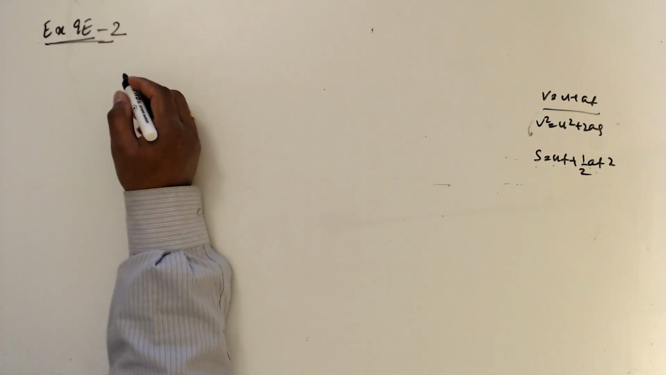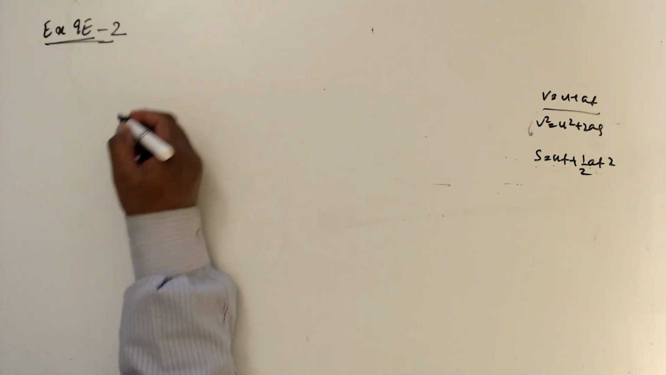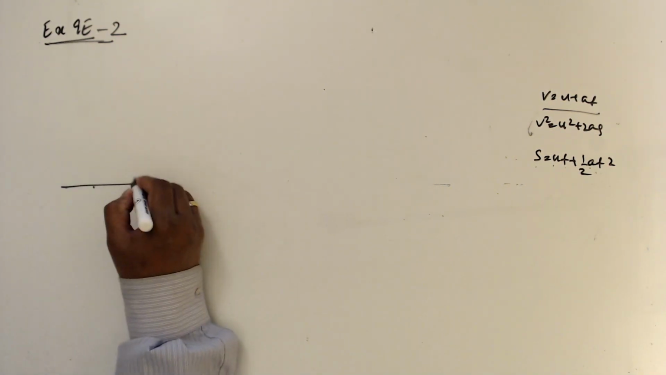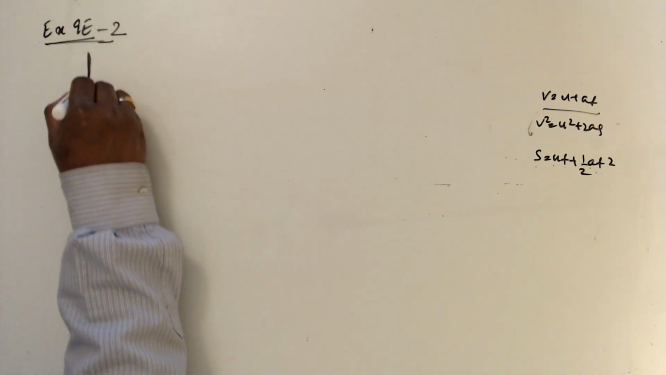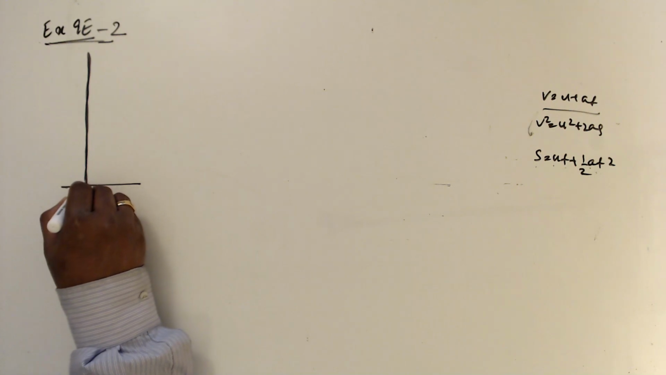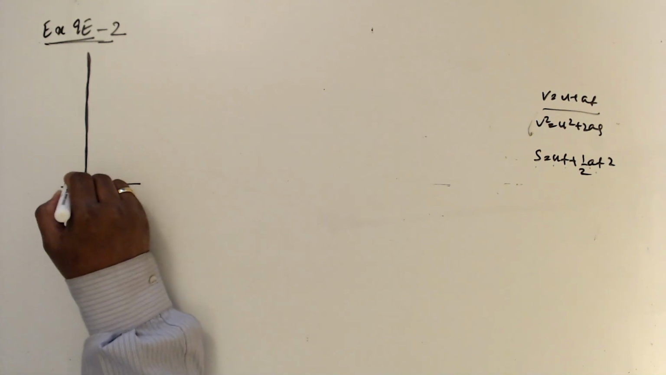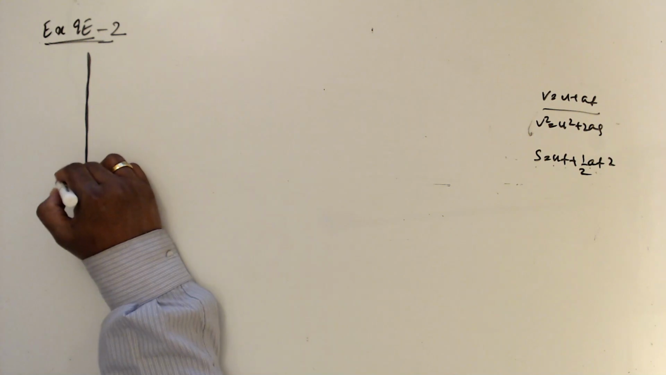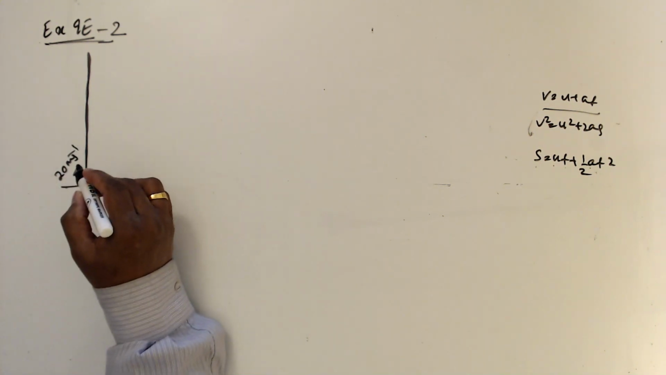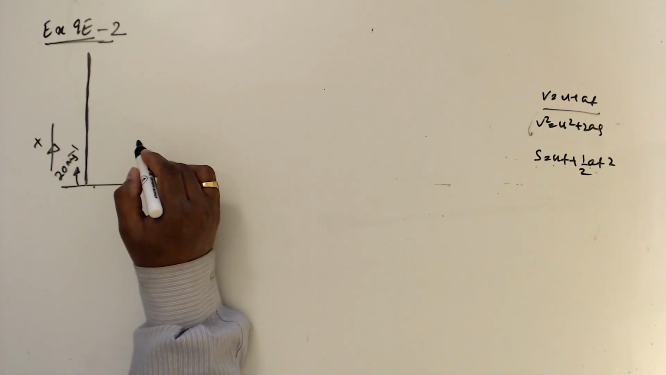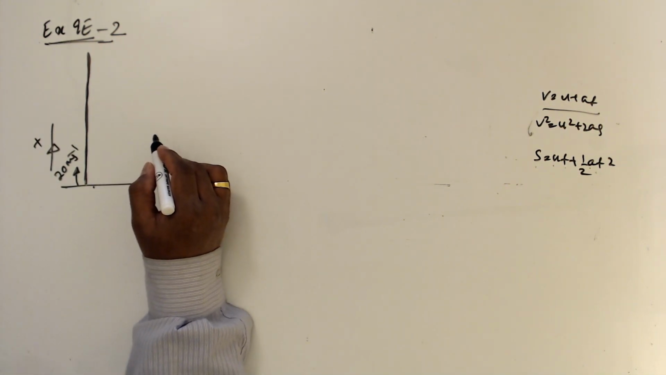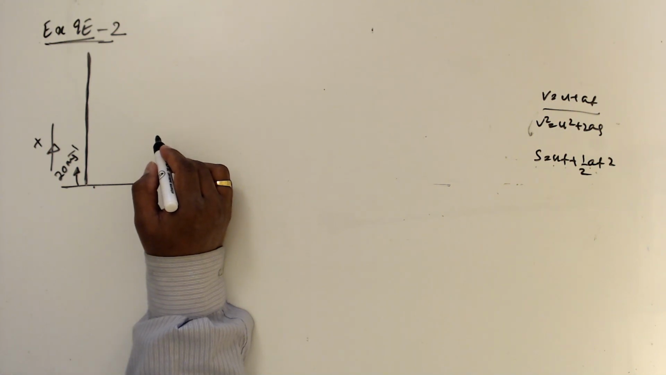Question number 2. The particle is projected vertically upwards with a speed of 20 meters per second from a point on the ground. Find the time of the flight. So this is the ground. It was projected like this, and then it will come back like this. The projected speed is 20 meters per second, and we'll take this side as positive. So we need to find the time of the flight.